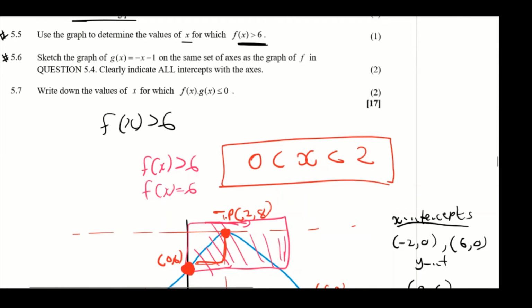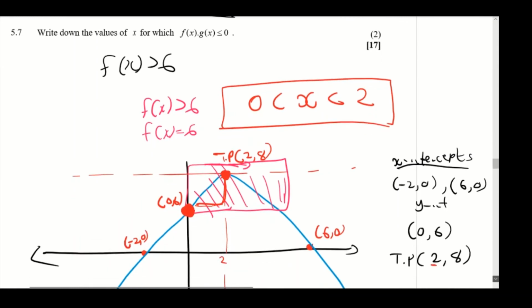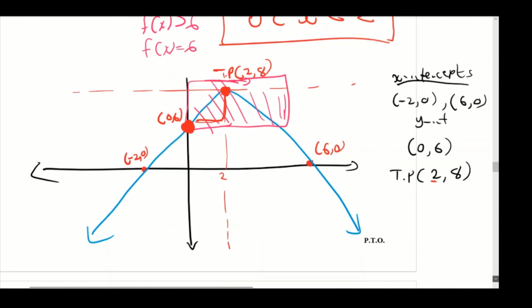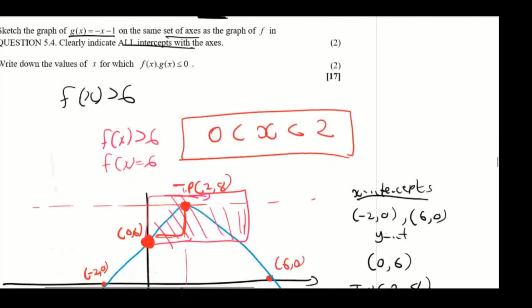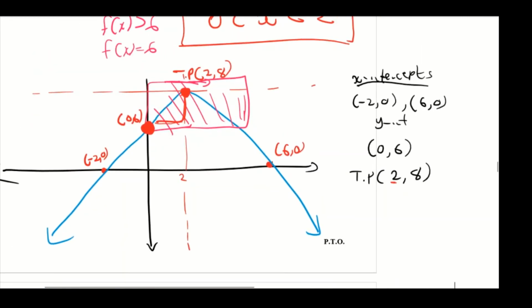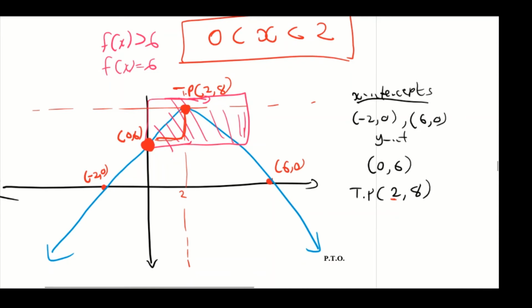5.6 sketch the graph of g of x is equal to minus x minus 1. So you're asked to sketch the straight line on the same set of axes and indicate all intercepts. So what you're going to do is first find the intercepts of this graph here. The equation we are given, g of x is equal to minus x minus 1. So you're going to erase this.